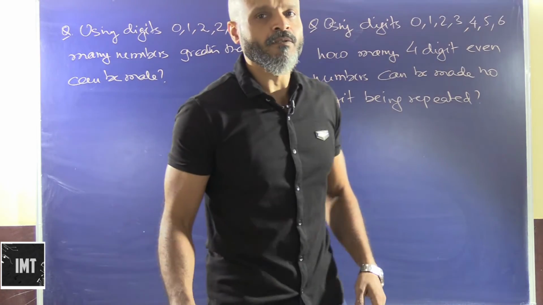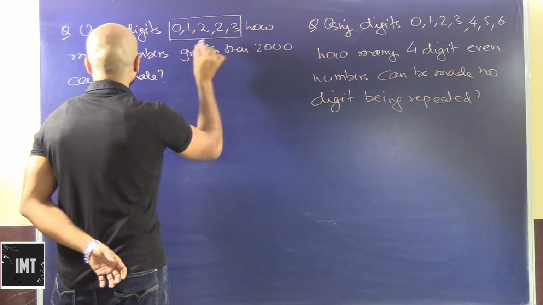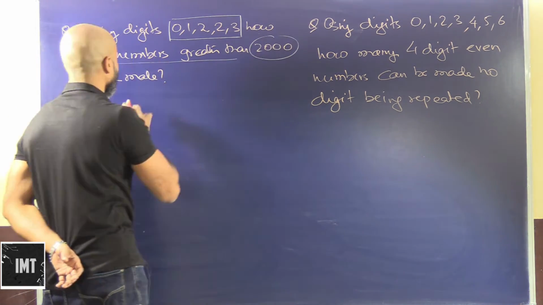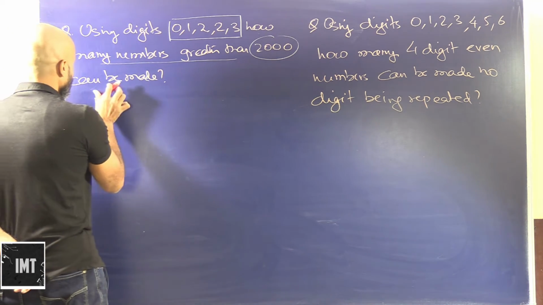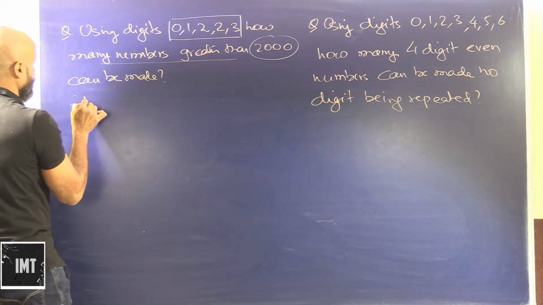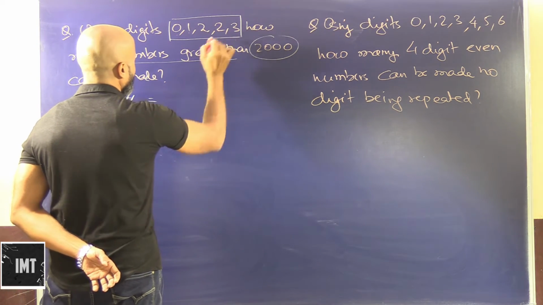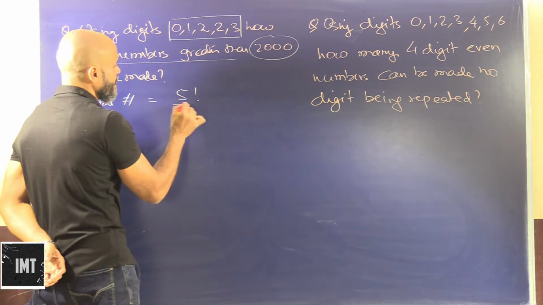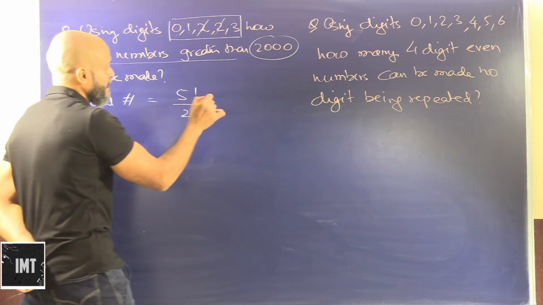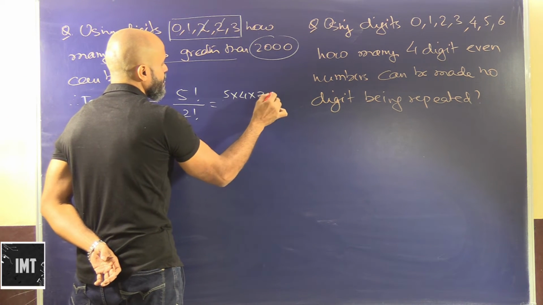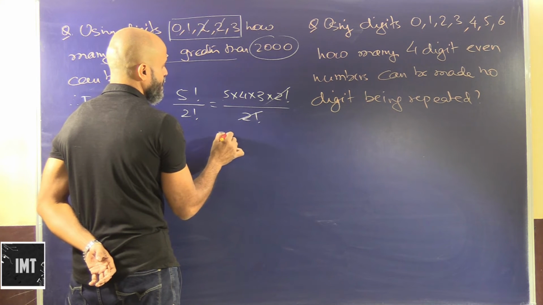Okay, one more problem out here in permutations. Using digits 0, 1, 2, 2, 3, how many numbers greater than 2000 can be made? So obviously the total number of numbers that can be made will be how much? We have 5 digits, factorial 5 ways of arranging it, out of which we have two 2's common, so this will be factorial 5 by factorial 2, and this will be 5 into 4 into 3 into factorial 2 upon factorial 2, which is 5 4s are 20, 20 3s are 60.